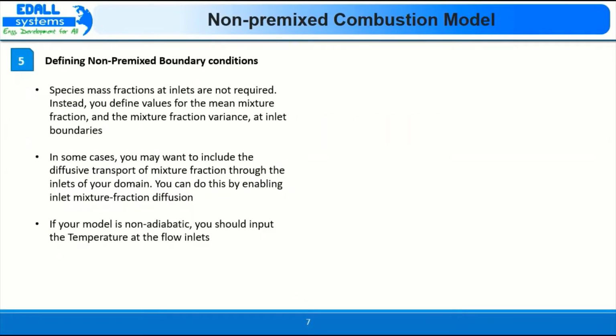The next step is defining boundary conditions. Earlier we defined the mass fraction or the mole fraction in the boundary species. Now when we are defining the boundary conditions for our surfaces, we have to define the mean mixture fraction and the mixture fraction variance.